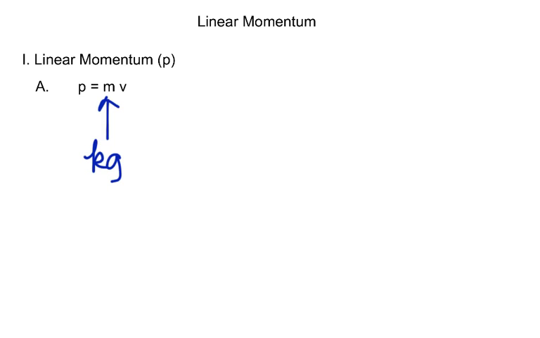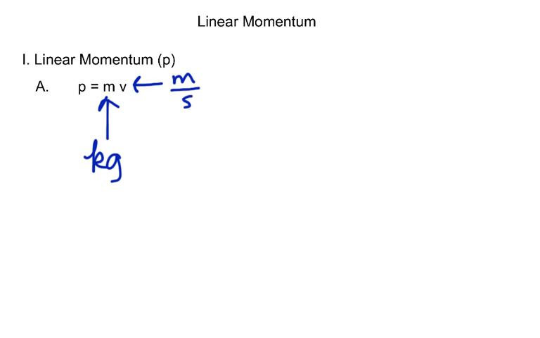multiplied by the velocity of that object in meters per second. So the SI unit of momentum is a kilogram times a meter per second. Now, basically, the more momentum an object has, the harder it is to stop it. And there are two components, obviously, to momentum: an object's mass and its velocity.